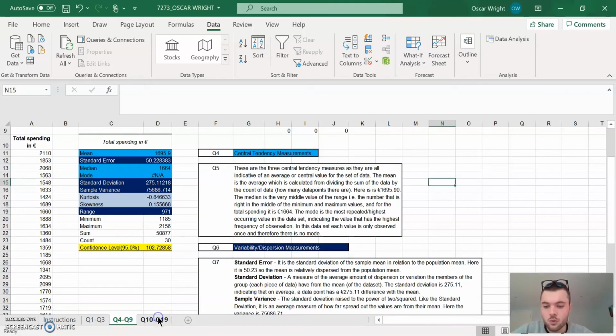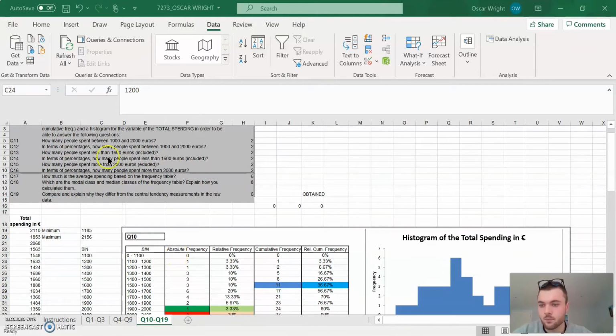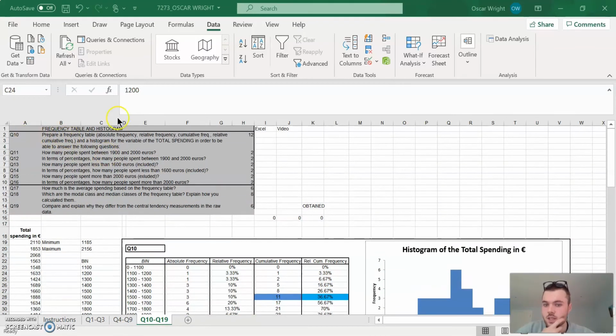Okay, so now we're going to move to question 10. Question number 10. Prepare a frequency table, absolute frequency, relative frequency, cumulative frequency, relative cumulative frequency, and a histogram for the variable of the total spending in order to be able to answer the following questions.